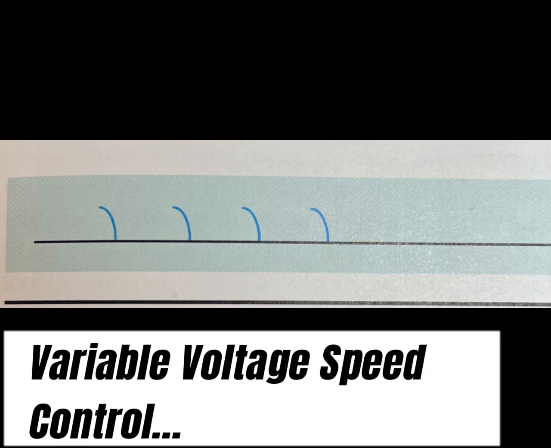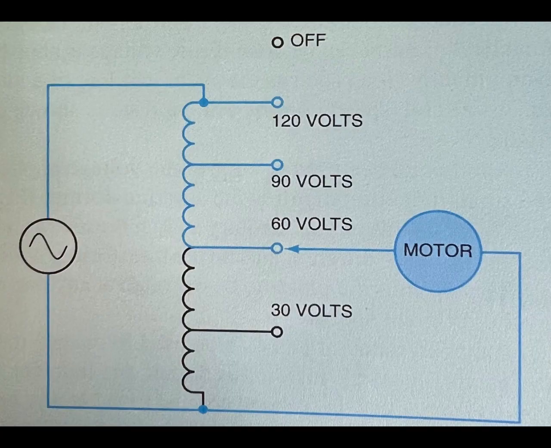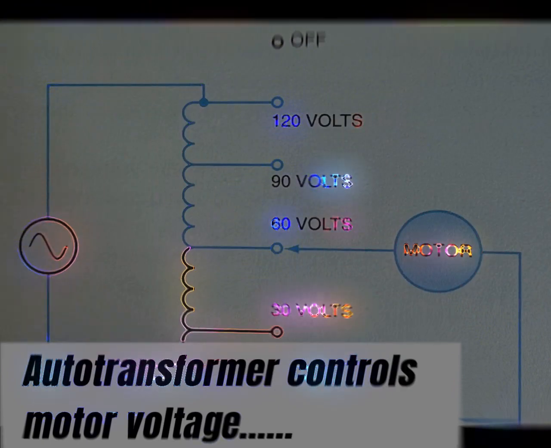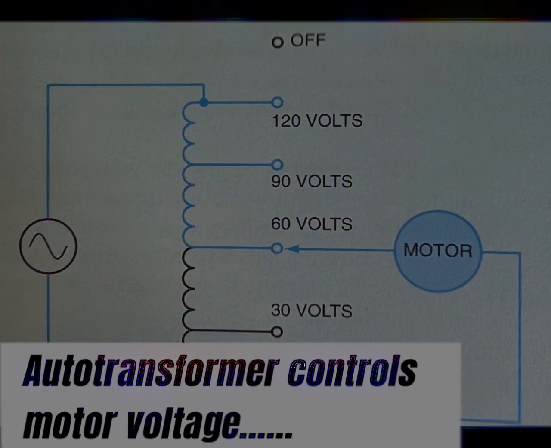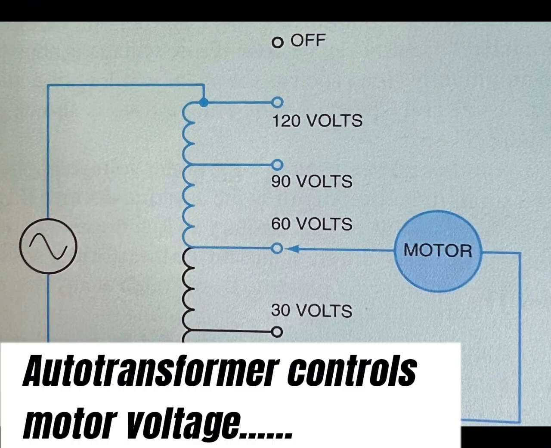Variable voltage speed control. Another method of controlling the speed of some AC induction motors is by reducing the applied voltage to the stator. This method does not change the synchronous speed of the rotating magnetic field, but it does cause the magnetic field of the stator to become weaker. As the magnetic field of the stator becomes weaker, the rotor slip becomes greater and therefore causes a reduction in motor speed.